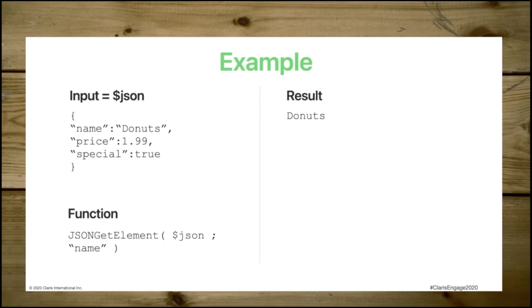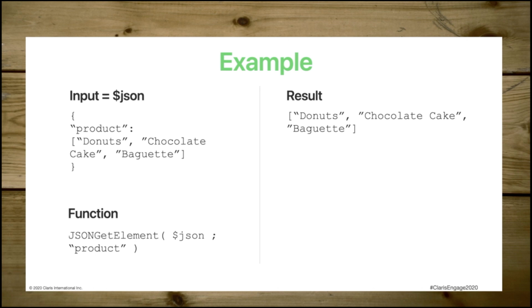In our first example of JSON get element, we have the three name value pairs. In the second parameter of JSON get element, we have name. When we look at the name value pairs, we can find the name in it, and then we can find the associated value, which is donuts. So the result would be donuts. When we're dealing with arrays, we have in our second parameter product. So the result here will just be the entire array, since we specify that we want the entirety of product.